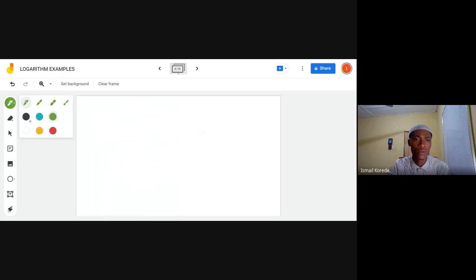So let's check with question 5 and see how we are doing with our practice. I'm asked to simplify 1 over 2 log 25 base 10 minus 2 log 3 base 10 plus log 18 base 10. So I have log of 5 to the power of 2, that's 25, times 1 over 2.